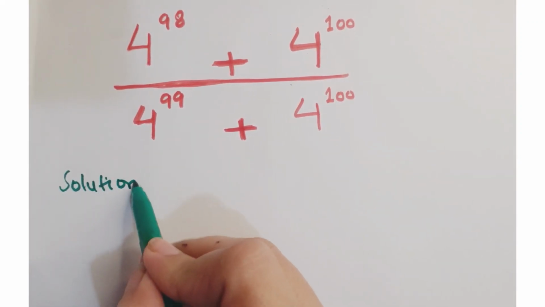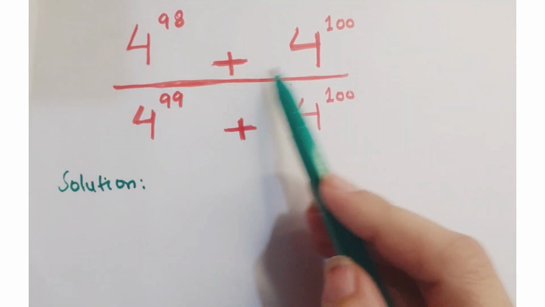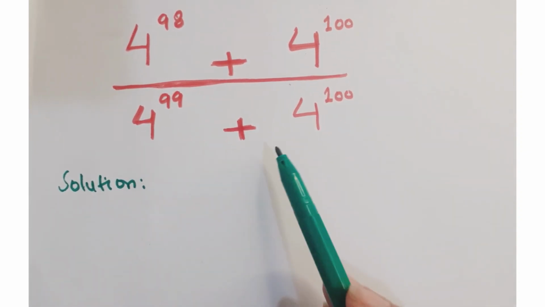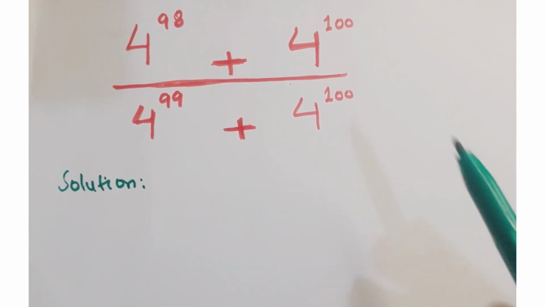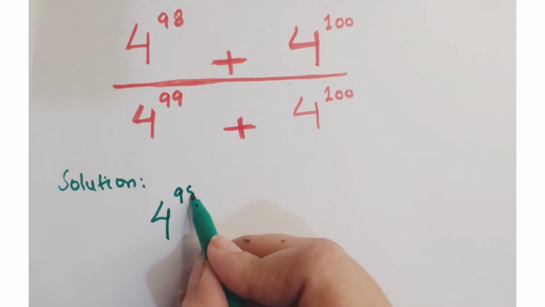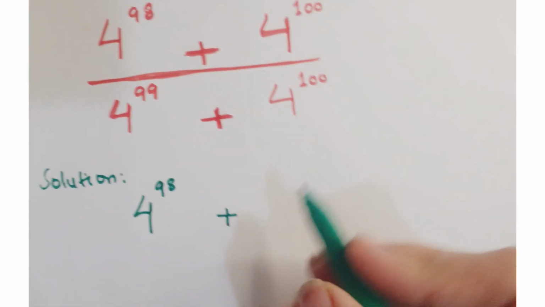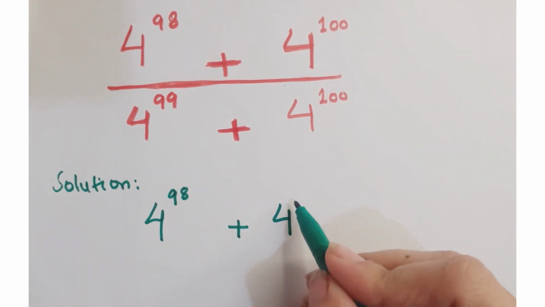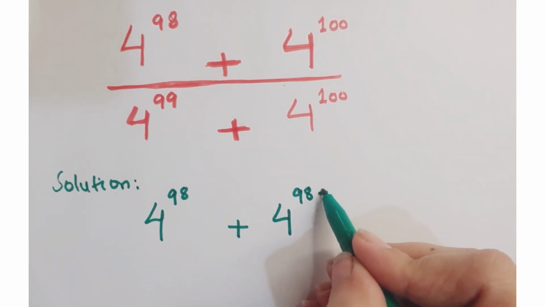The question is (4^98 + 4^100) / (4^99 + 4^100), and we have to simplify this. You can see in the numerator we have 4 to the power 98 and here we have 4 to the power 100. Just split this power 100 into 98 plus 2.